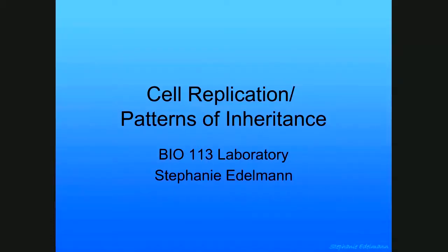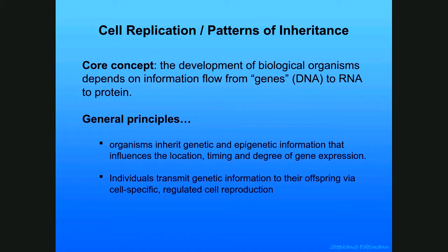So today we're going to talk about cell replication and patterns of inheritance. The core concept here is that the development of biological organisms depends on information flow from genes, which are encoded in DNA, to RNA and protein. That used to be called the central dogma, but we now know that viruses do different things, so it's not as central anymore. It's central for us, but not so much for some other organisms, some of which may not be called alive, but that's neither here nor there.